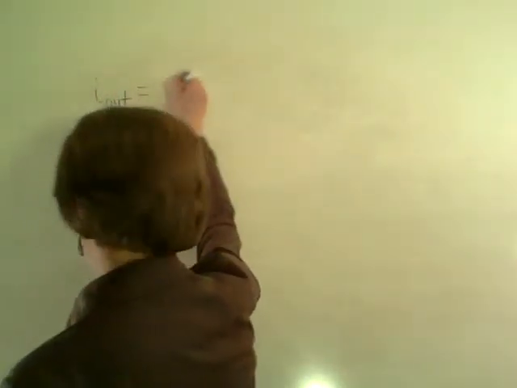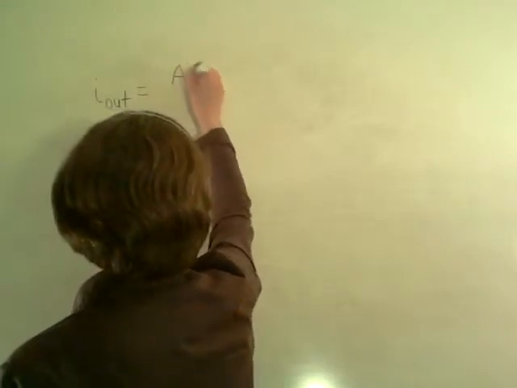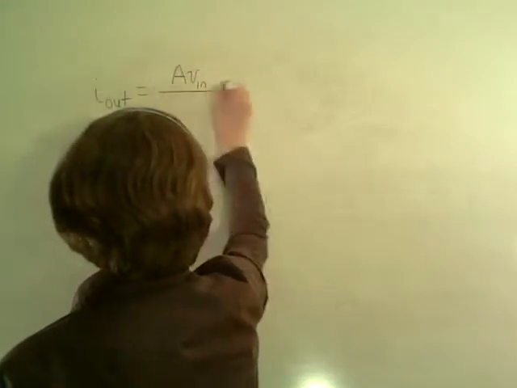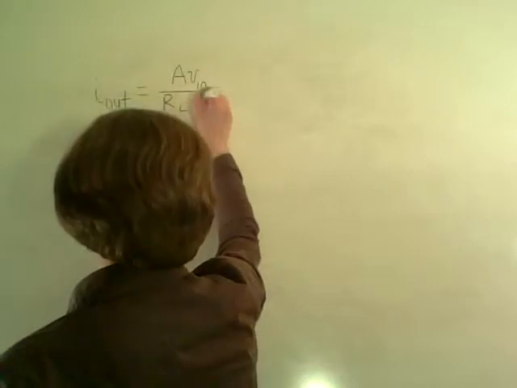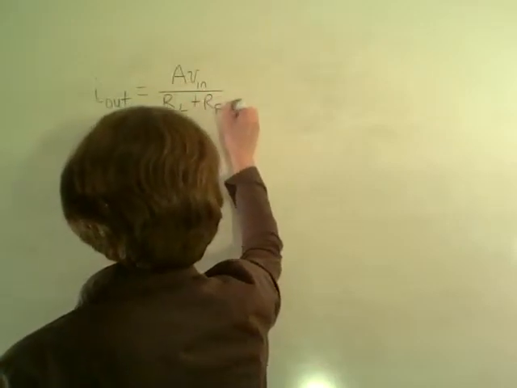All right, now that we know how to work with equations that involve rational expressions, let's solve some formulas for a variable within the formula. Let's start with this one. I out is equal to A Vn over RL plus RF.